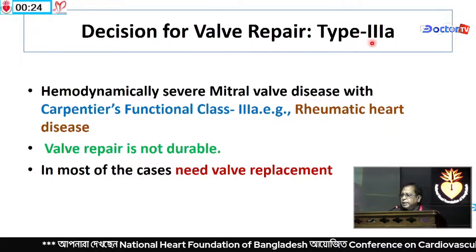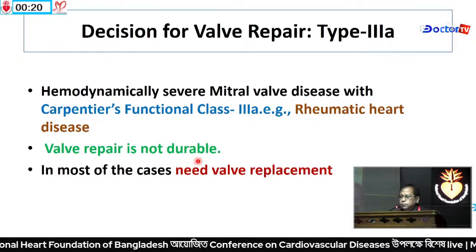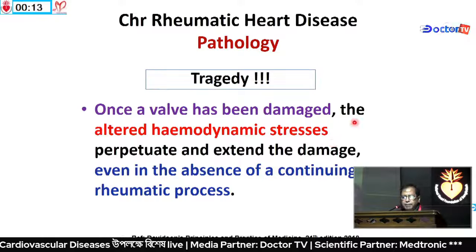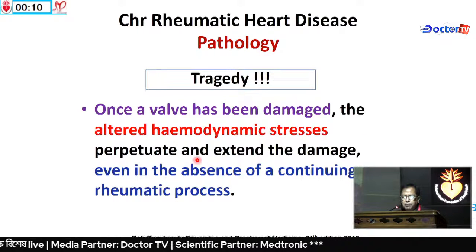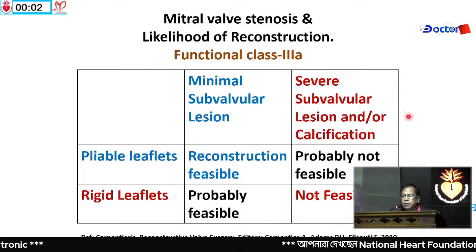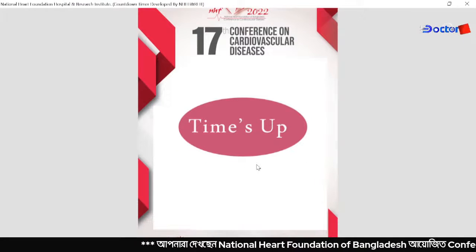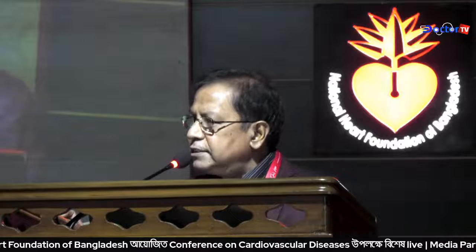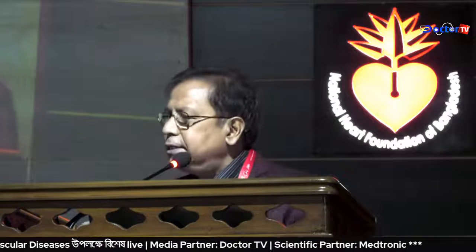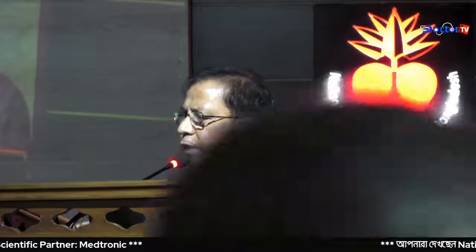So decision for type 3A, that is rheumatic heart disease, valve repair is not suitable. In most cases, need valve replacement. But what is the tragedy of rheumatic valve disease? Once a valve has been damaged, the altered hemodynamic stresses perpetuate and extend the damage even in the absence of a continuing rheumatic process. That is the tragedy of rheumatic valve disease. It is possible to reconstruct when there is a pliable valve with minimal subvalvular changes. It is possible to repair. But with a rigid valve with severe subvalvular changes, it is not possible to repair. So valve repair is possible for type 1 and type 2 classification. This is a class 1 recommendation. By echocardiography, you can easily identify those groups which are amenable to valve repair.